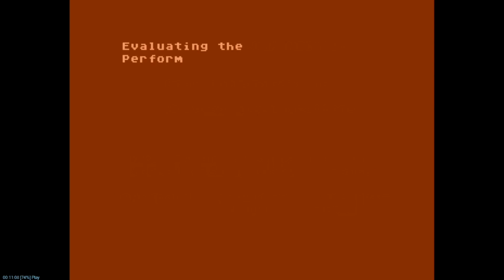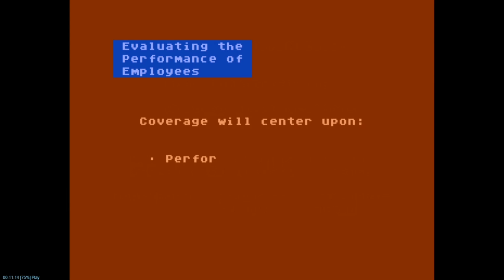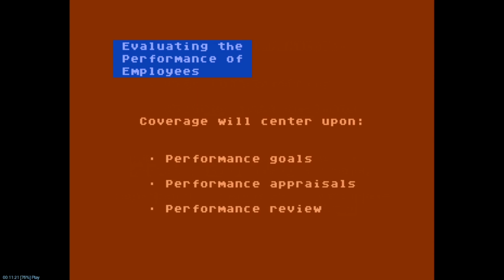Evaluating the performance of employees is also an important function for any supervisor. Coverage of this aspect will center upon the setting of performance goals, the use of performance appraisals, and developing employees by using a performance review.